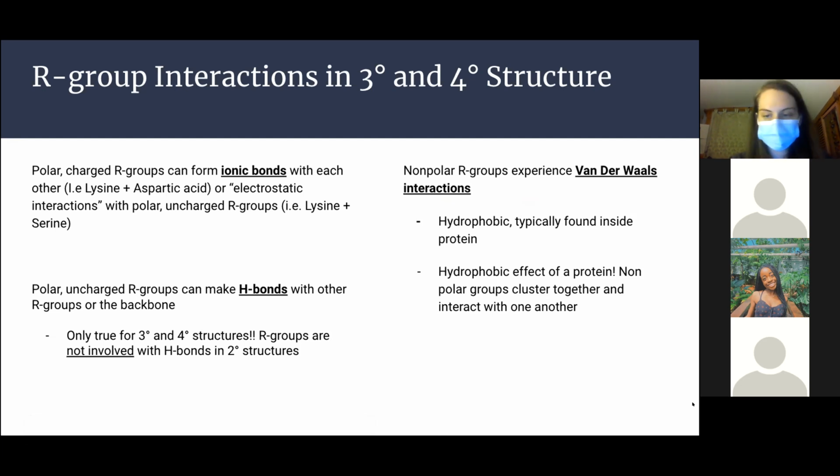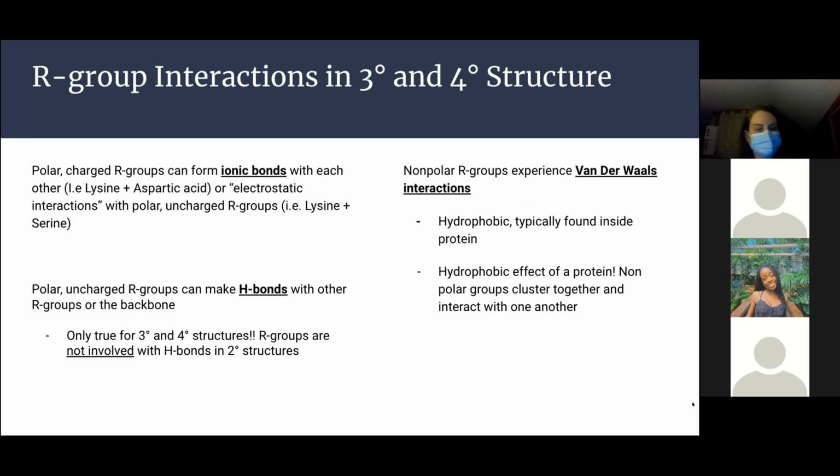Or the other type of bond they can make is an electrostatic interaction. The difference there is that's going to be a polar uncharged and a polar charged group, so a lysine and a serine. And that's a point of confusion I remember a lot of people had last semester, the difference between an ionic and an electrostatic bond. So again, ionic is just two charged R groups, and then electrostatic is one charged and one uncharged.